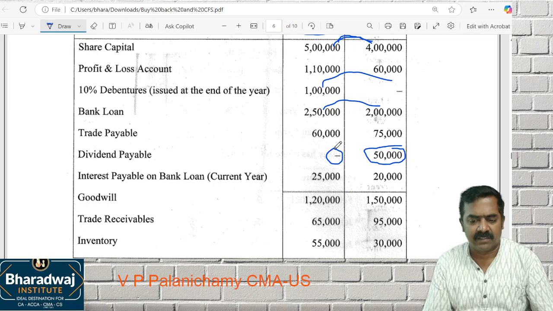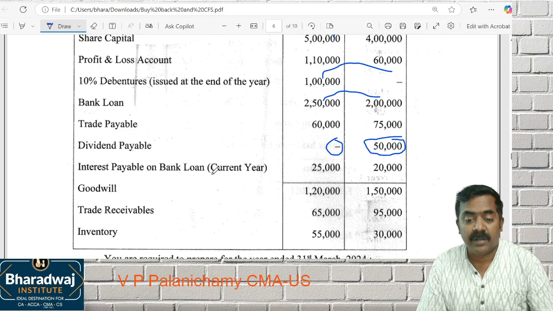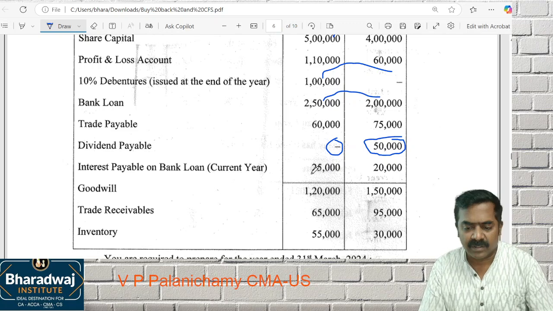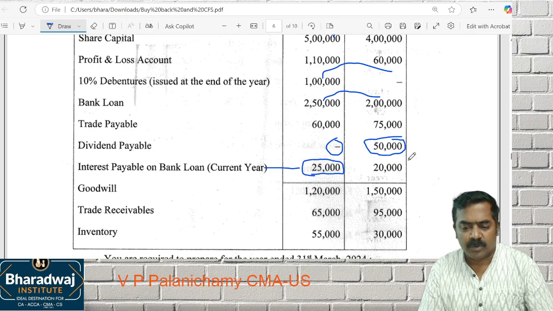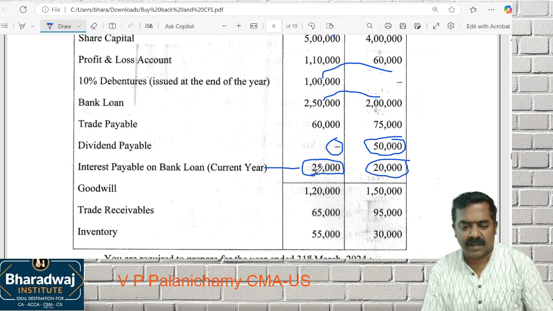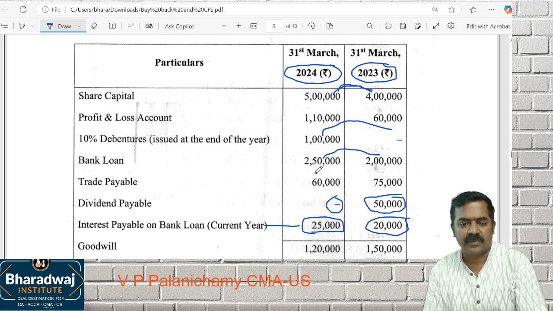Financing activity. Interest payable for the loan. Current year is not paid. Payable, has it been paid? Payable means the opening balance would have been paid. See, they say that 25,000 is which balance? Closing balance. 25,000 is the closing balance.